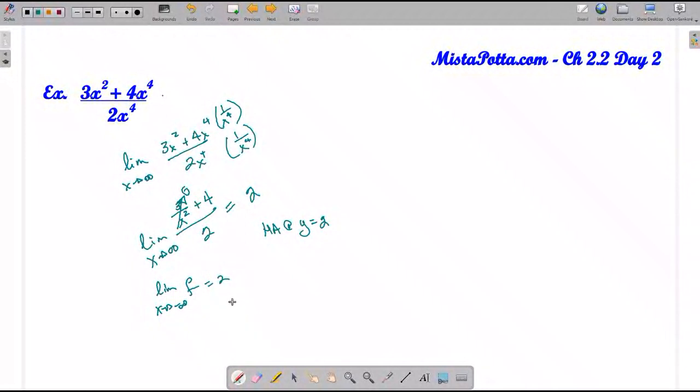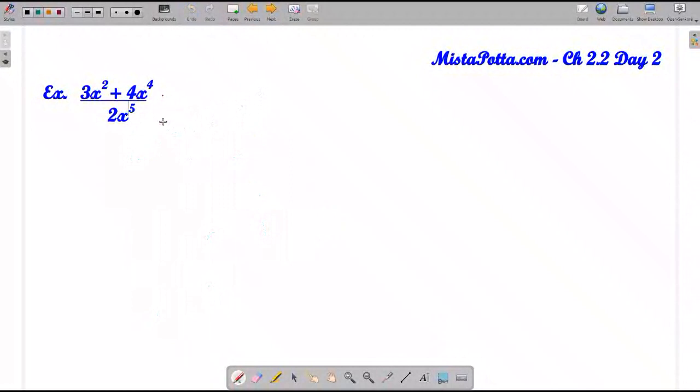So that takes care of our top-heavy situation and also the situation where they're neutral. So if I want to look at the bottom-heavy situation, so if I want to take a look at the limit as x approaches infinity of this function, 3x squared plus 4x to the 4th over 2x to the 5th.